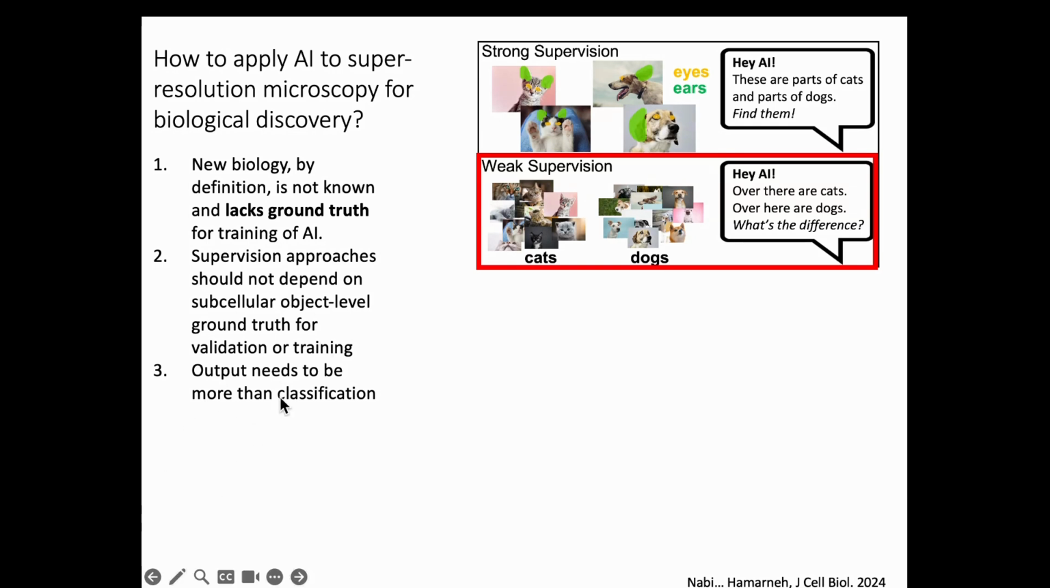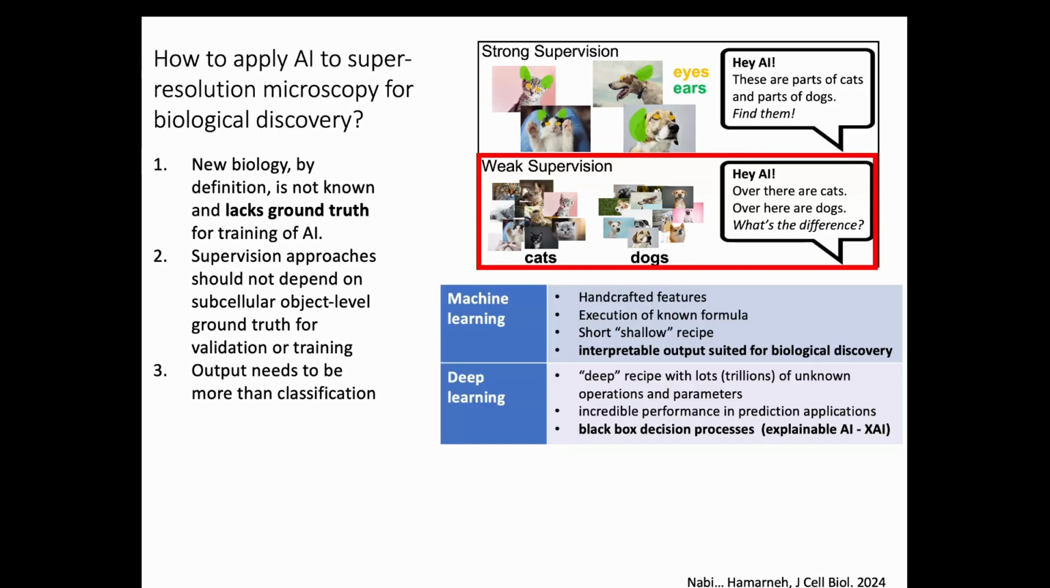And finally, I just say that we want an output that's more than classification. We don't want to know that they're dogs. We actually want to know why they're dogs. And this is something that's really important. And this is a challenge when we look at the different styles or approaches that we can use for AI.